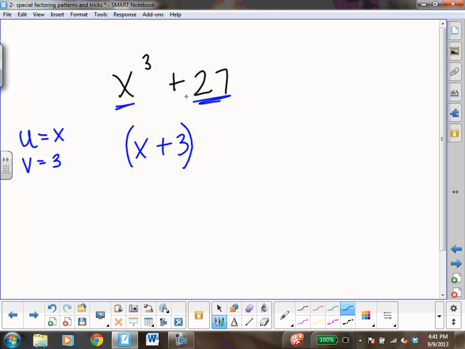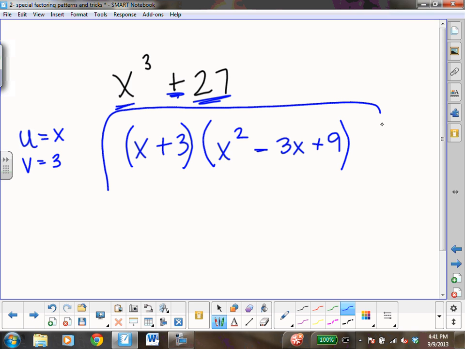My first set of parentheses is going to be adding. And then my next set is square the first term, multiply the two terms together, and then square the last term, or square the v term. This term is always going to be a plus. These two are always opposite, so if that's adding, that's subtracting. And this would be the prime factorization.